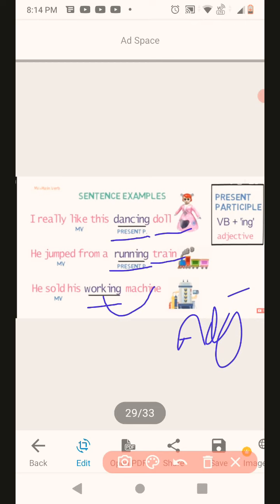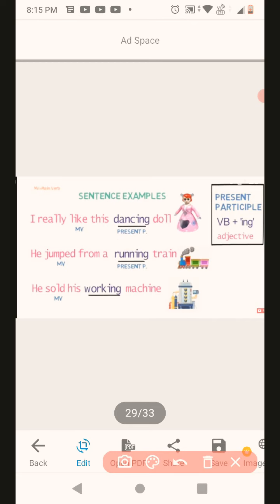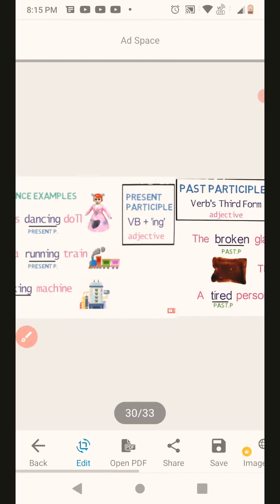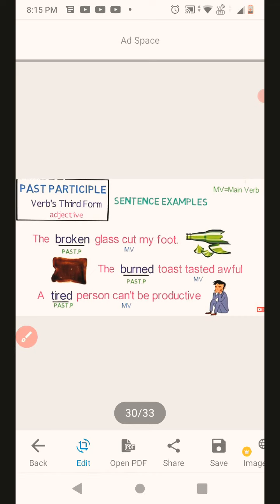Children, gerund and present participle formation is ing, but don't get confused. Gerunds, they function as noun. They are in the place of subject, object, and they also function as a complement of the verb, whereas participles, they function as adjectives. Children, as present participle formation is verb 1 plus ing, past participle ends with ed or en.